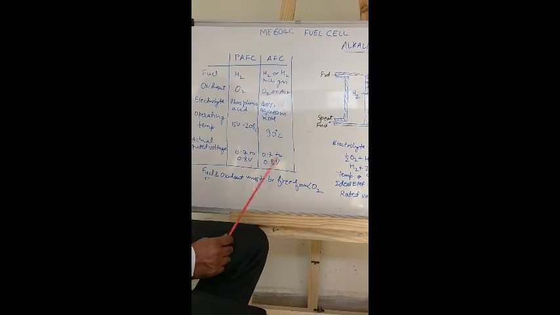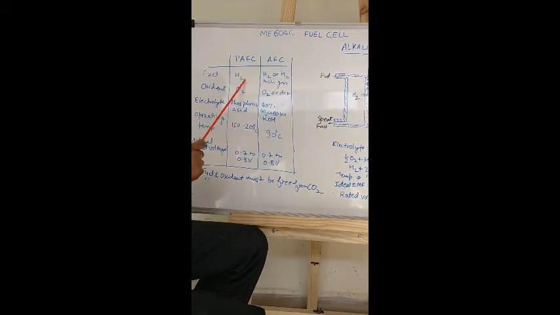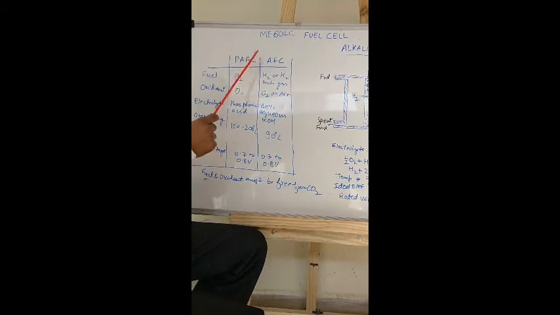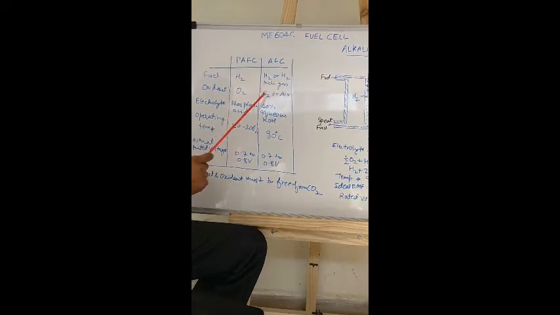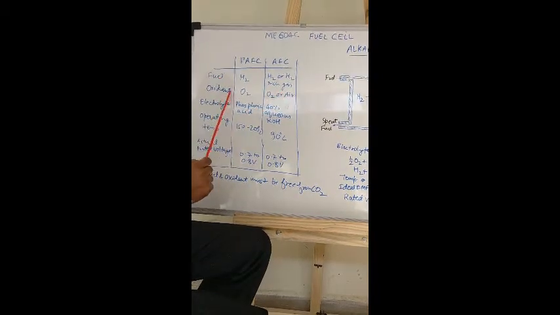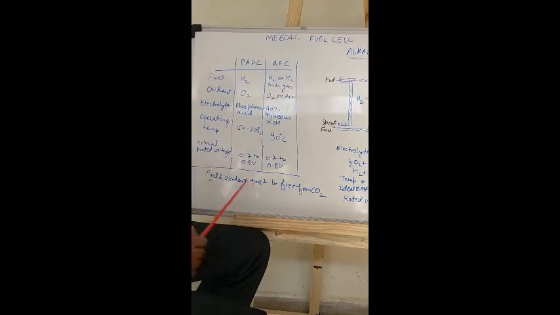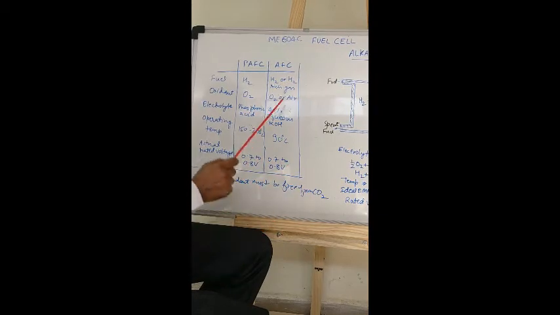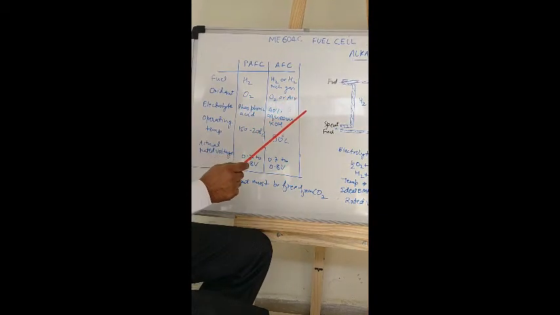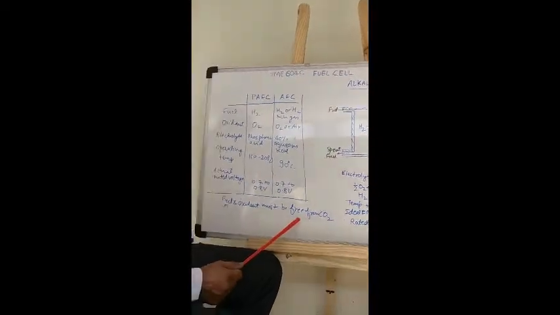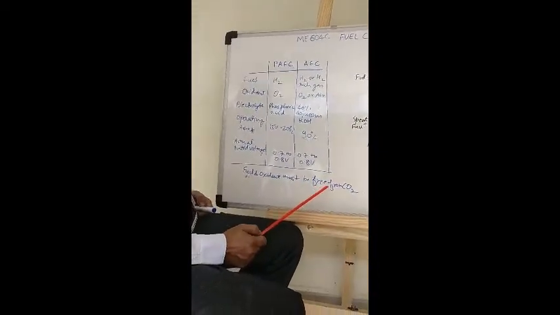There is one constraint. In case of PAFC, we supply pure hydrogen, pure oxygen. Here in case of AFC, alkaline fuel cell, we can use hydrogen gas, and in place of oxygen we can use air also. So if we use hydrogen gas or air as fuel and oxidant, these two gases should be free from CO2, carbon dioxide. If carbon dioxide is present with hydrogen gas or oxygen, then it reduces the output of the alkaline fuel cell. So this is the most important condition with alkaline fuel cell.